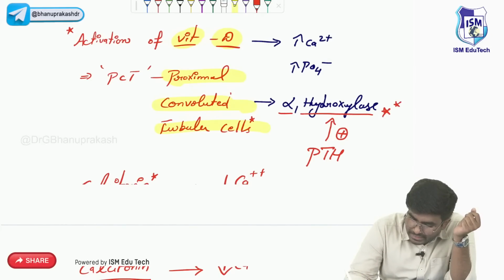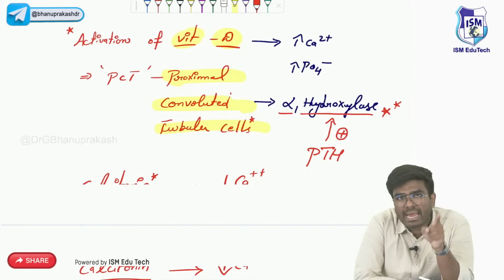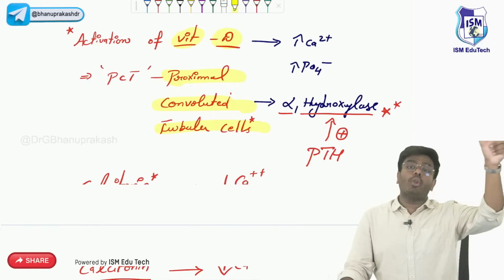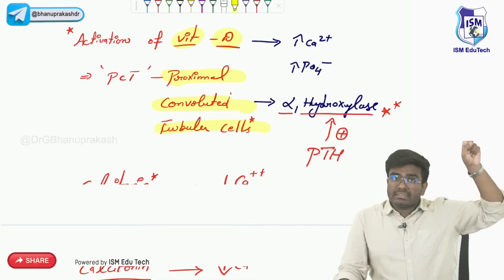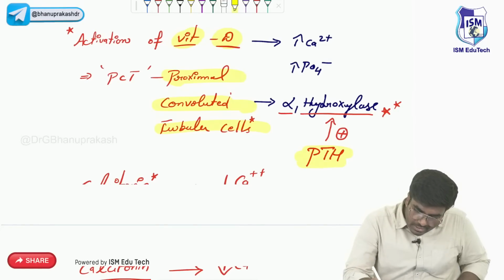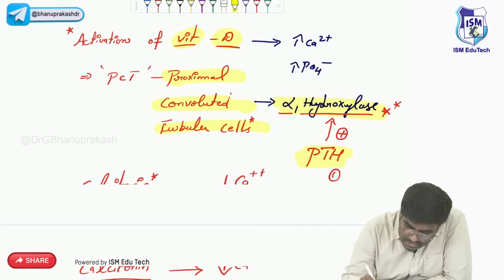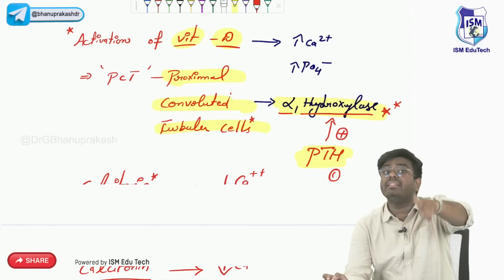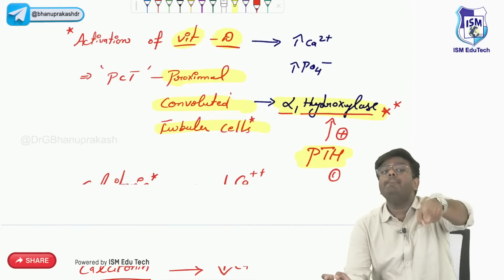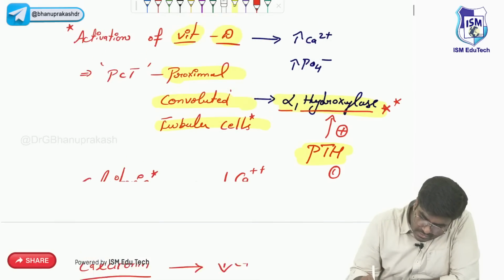This alpha-1 hydroxylase is an enzyme in the PCT cells which helps in the activation of vitamin D. Now, this alpha-1 hydroxylase is under the control of which hormone? There is a higher center that controls its activity. Who is that? Parathyroid hormone. Parathyroid hormone activates alpha-1 hydroxylase. Whenever alpha-1 hydroxylase is activated, inactive vitamin D is converted into the active form of vitamin D, in the PCT cells.